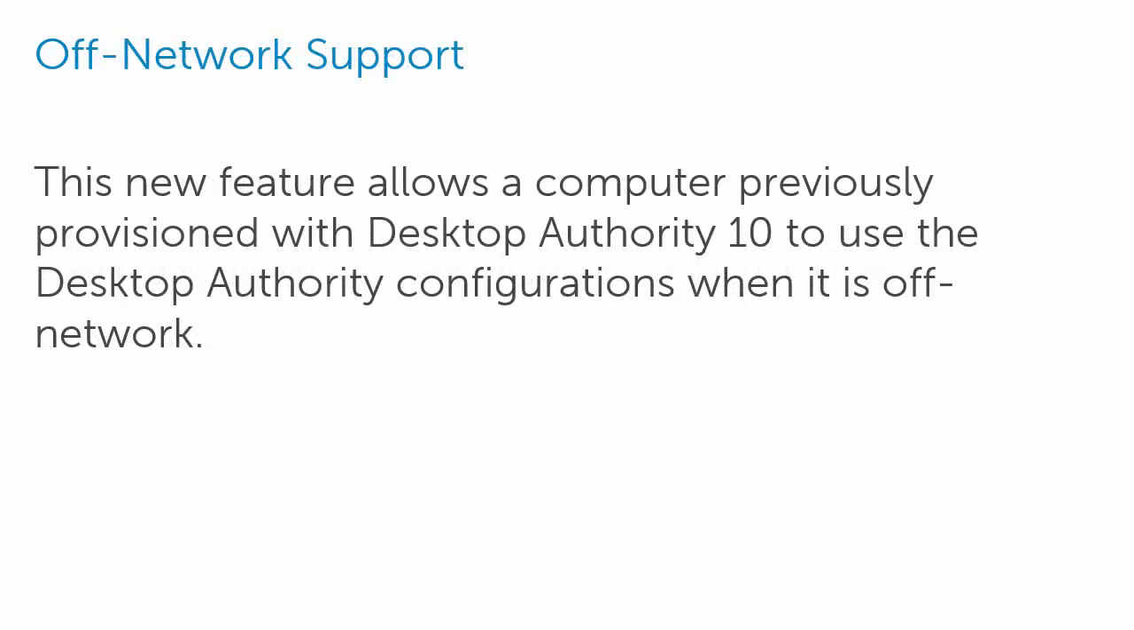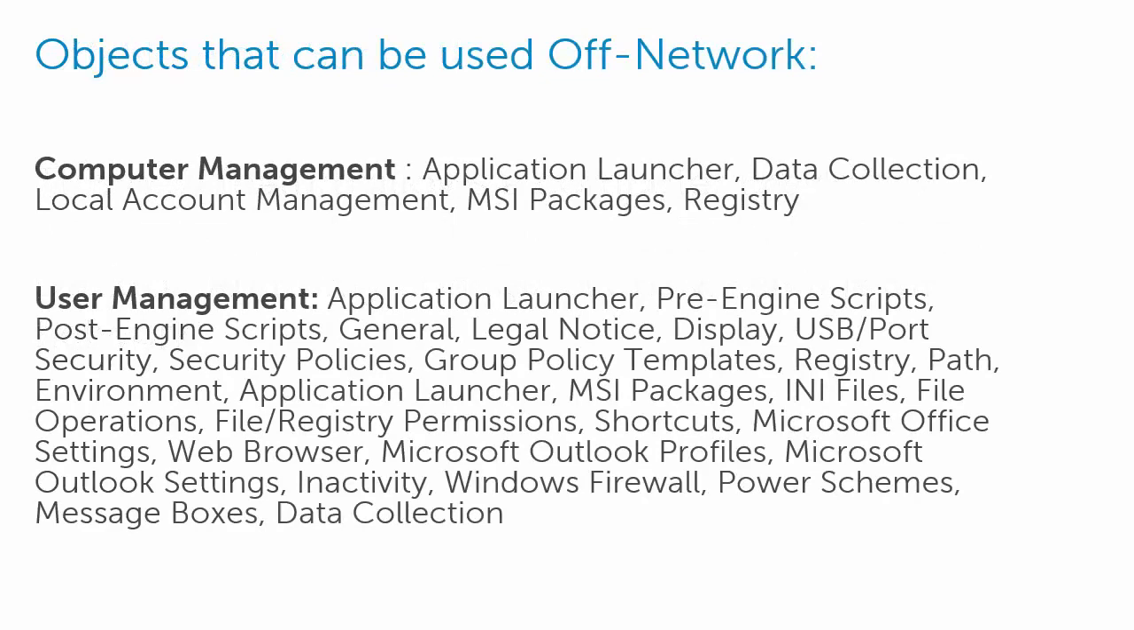Desktop Authority 10 introduces a new and exciting feature called Off-Network Support. This feature allows a computer previously provisioned with Desktop Authority 10 to use the Desktop Authority configurations when it is off-network. This means that machines no longer have to be on a company network to process certain elements. As long as the machine has Desktop Authority installed and an internet connection, then it can process these elements. The elements that you can use off-network are as shown. This list is also included in the accompanying knowledge base article.